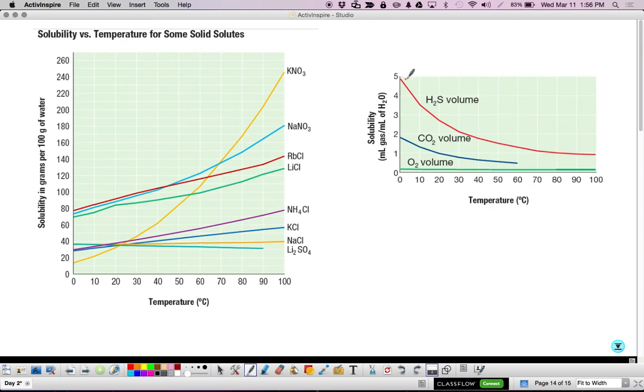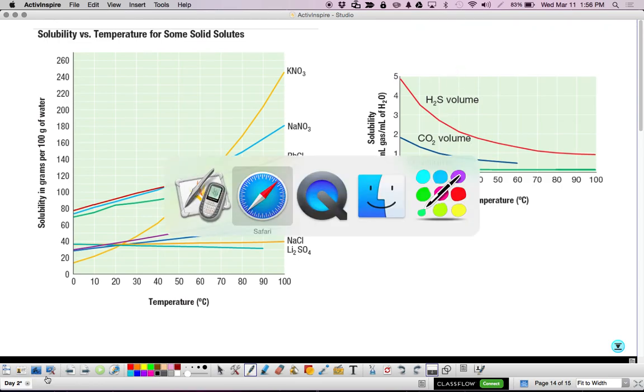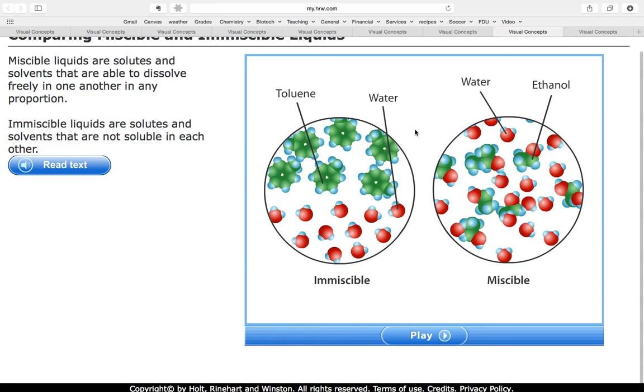Now, this is interesting. This is for gases. As you increase the temperature, the solubility of a gas actually decreases because the gas molecules have more energy, and if they have more energy, then they have more energy to break the intermolecular forces that are holding them in solution. And I'm pretty sure I have a video of all this stuff.